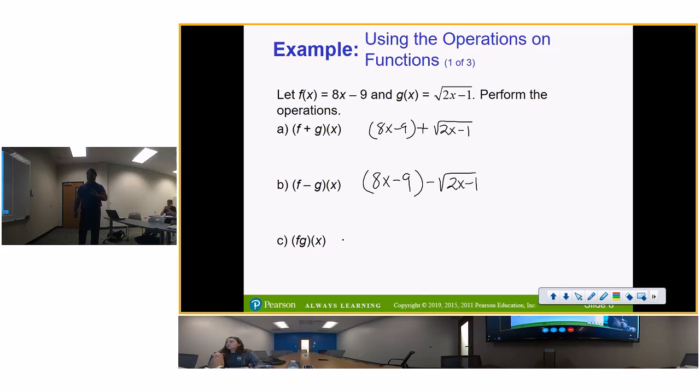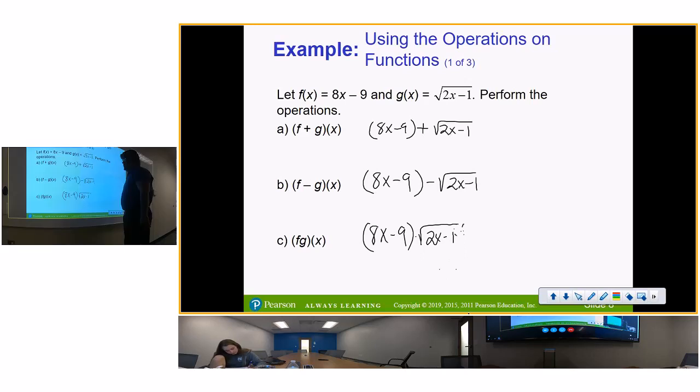And here would be 8x minus 9 times the square root of 2x minus 1. And that's it. Just put a little dot there to make sure, but you can't do anything with it because you could change this to 1/2 power, but the base is not the same, so you can't add the exponents. So that's your answers there.